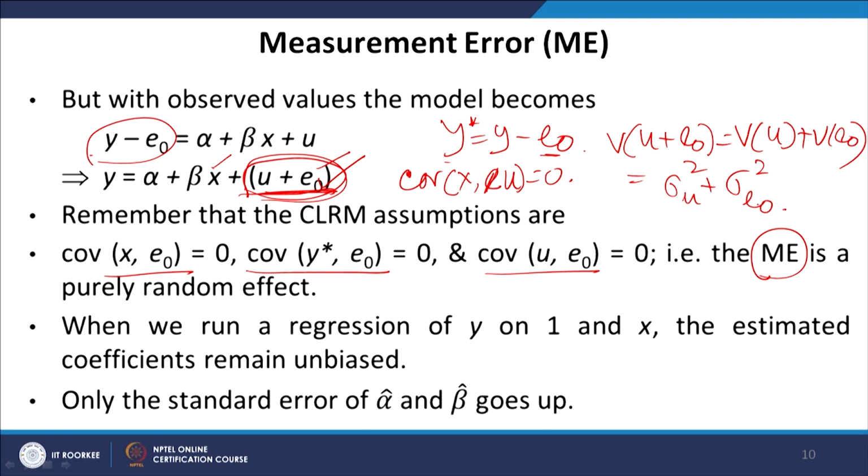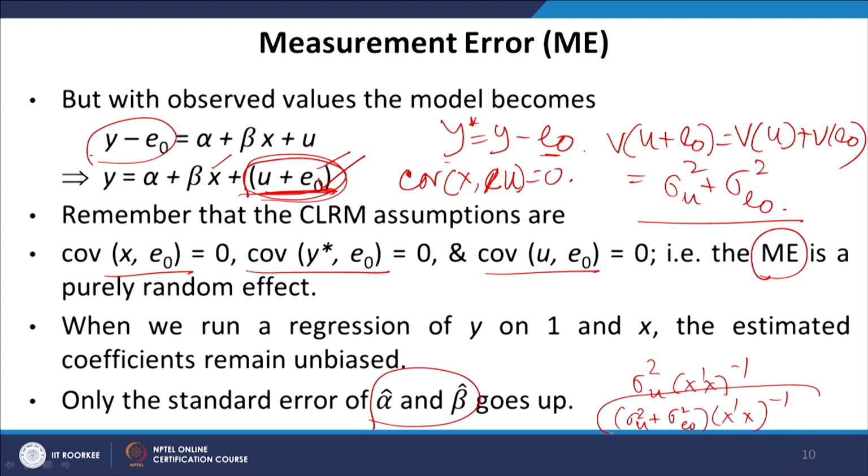Now, if you remember, the variance of the estimated parameters is sigma square u into x prime x inverse. In this situation, I have sigma square u plus sigma square E naught into x prime x inverse. So, now you can see that the error variance has actually gone up. The estimated parameters lose out on efficiency, but still remain consistent.